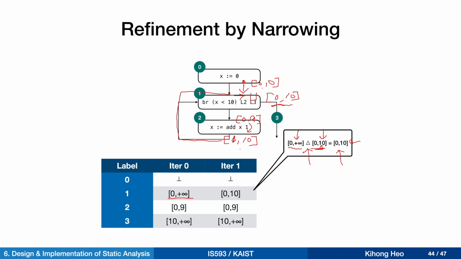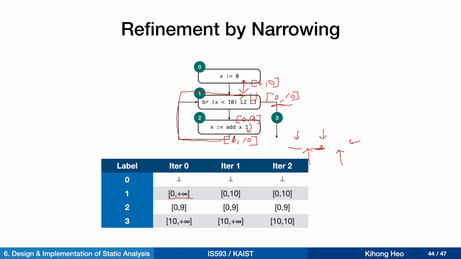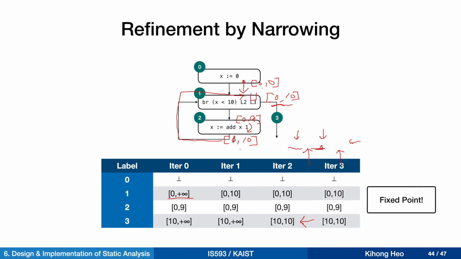Then the output with narrowing will be propagated to label 3. And another narrowing will be applied, so this new value will be computed after narrowing. Then finally the fixed point is reached. We will have the result, as we expected.